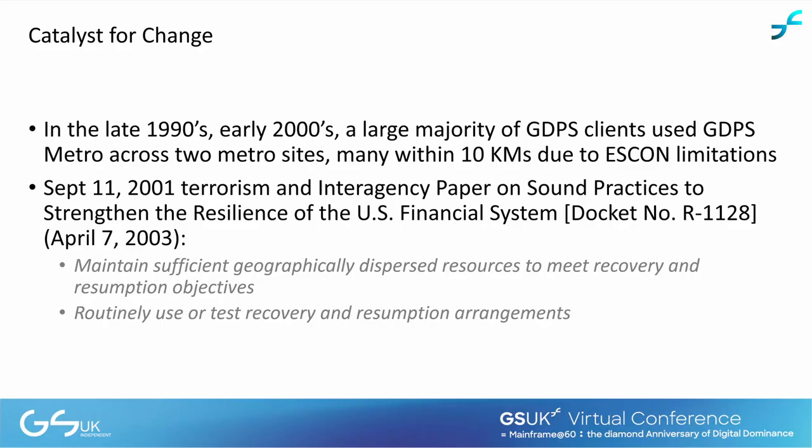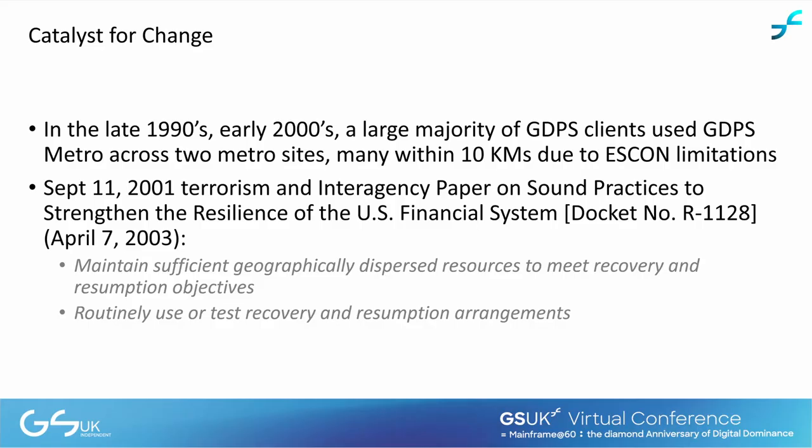One of the catalysts for change was September 11, 2001, when the World Trade Center towers were hit. Legislation came out saying that after the trade centers were hit, a data center going down could cause a problem with commerce. How can we fix this? What can we do to allow the economy to continue in the event that something were to happen? So they came up with two requirements: maintain sufficient geographically dispersed resources to meet recovery and resumption objectives, and routinely use or test your recovery and resumption arrangements.